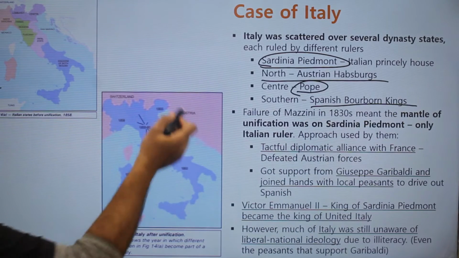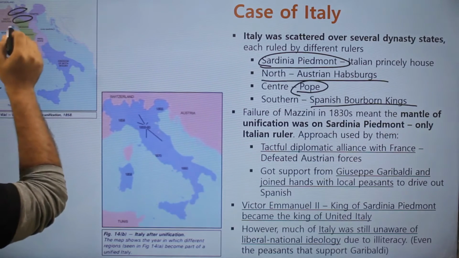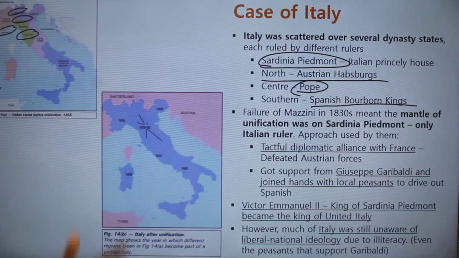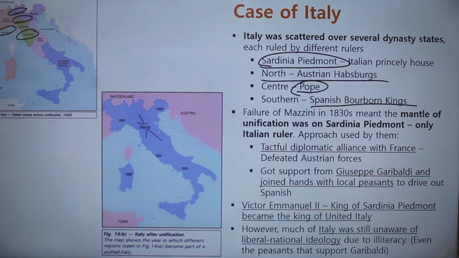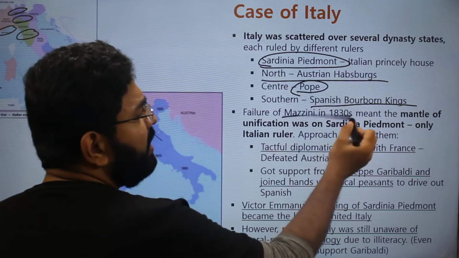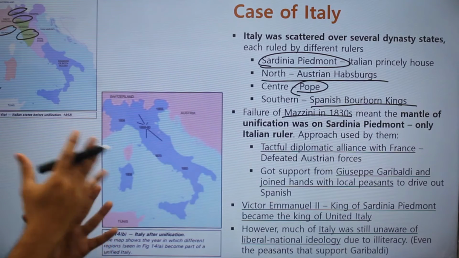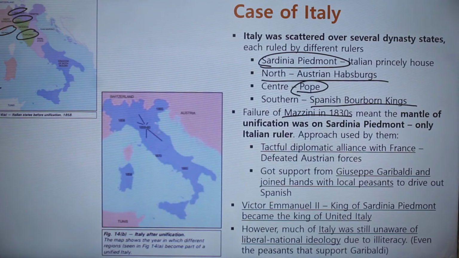So you could see a lot of territories were there under Parma, Lombardy, Monaco, Tuscany. There was also the papal state of the Vatican. So Italy was a combination of various dynastic kingdoms ruled by different monarchs. Then Mazzini had thought of creating a revolution in the 1830s. We discussed that in the previous videos, but he failed.